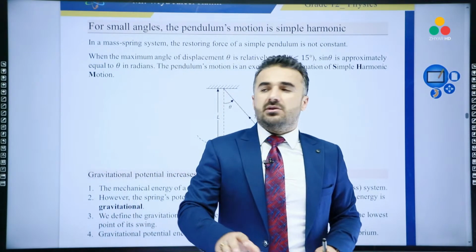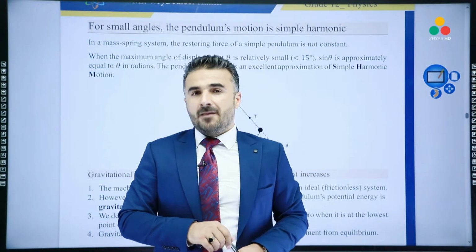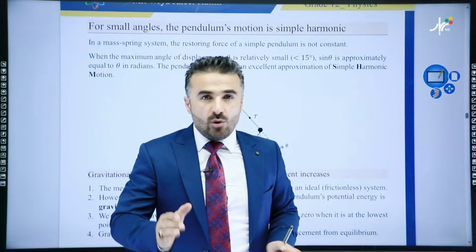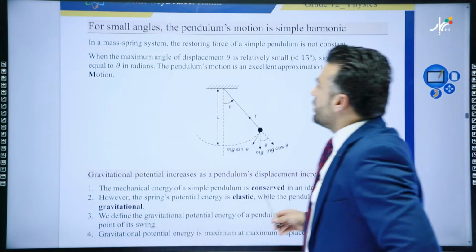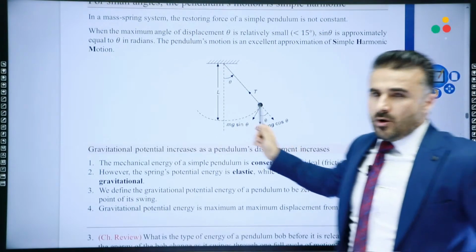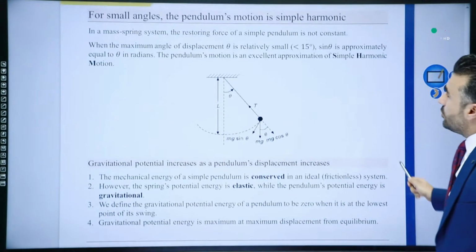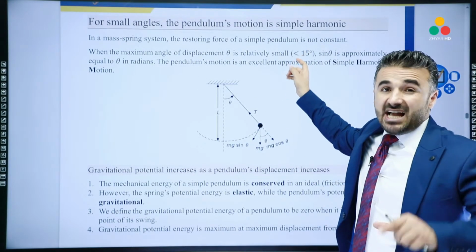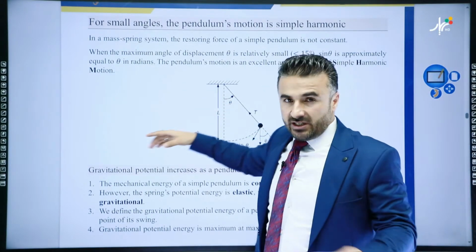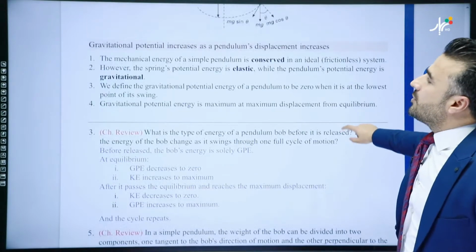So when can we consider the motion of a pendulum to be simple harmonic motion? When the angle is small enough, when the angle is smaller than 15 degrees, then we can say that the motion of this pendulum is simple harmonic motion. So once again, remember, not even equal to, it has to be smaller than 15. If this angle is smaller than 15 degrees, then this motion can be considered simple harmonic motion.